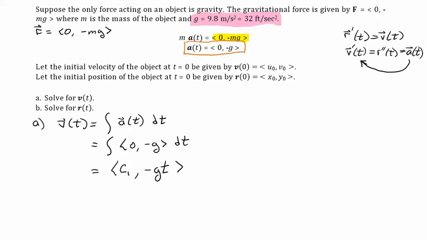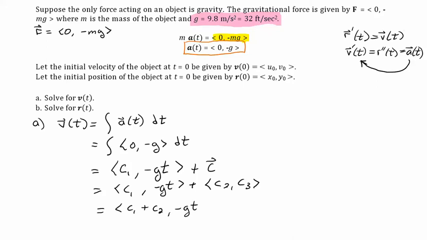Now, like any other integral, this could be affected by a constant as well, a constant vector function that has two different components to it. So maybe we want to write that out, name these components so we remind ourselves that this constant is a constant vector. I've already used c sub 1, so let's go c sub 2, c sub 3, some other constants. Now I could rewrite this as c1 plus c2 for my first component, and then negative g t plus c3 as my second component.